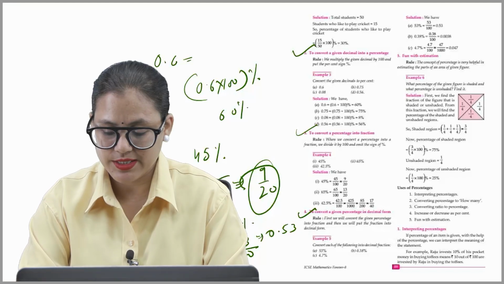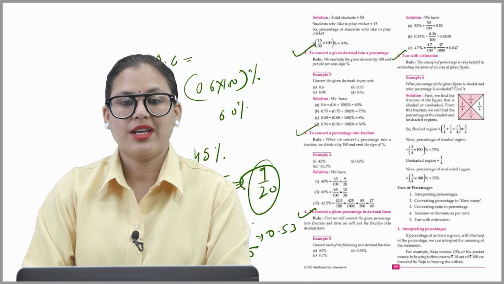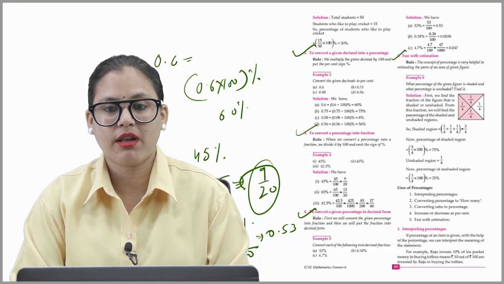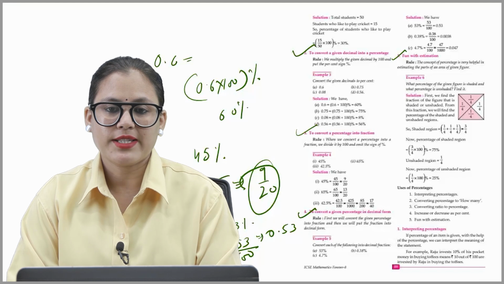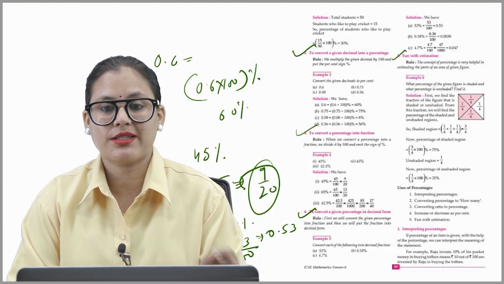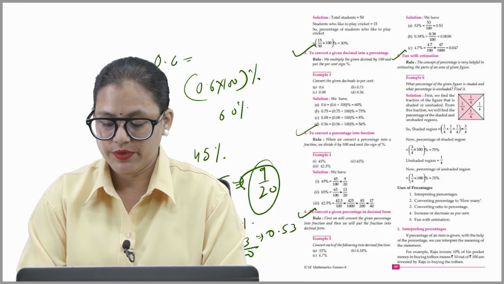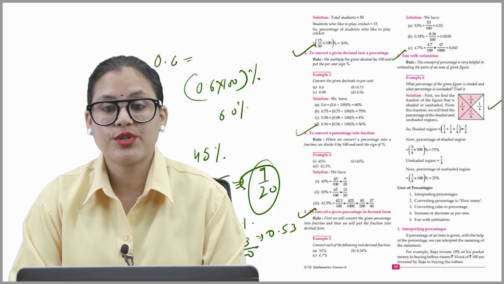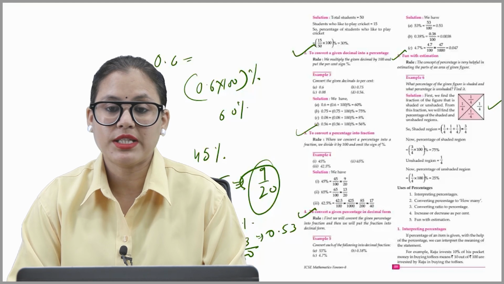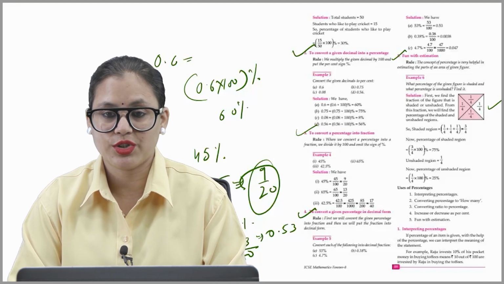Next is fun with estimation. The concept of percentage is very helpful in estimating the parts of an area of a given figure. For example, what percentage of the given figure is shaded and what percentage is unshaded? Find it. So, the figure is given here. First, we find the fraction of the figure that is shaded or unshaded. From this fraction, we will find the percentage of the shaded and unshaded region.